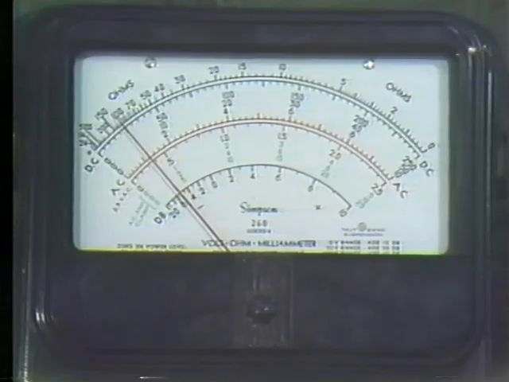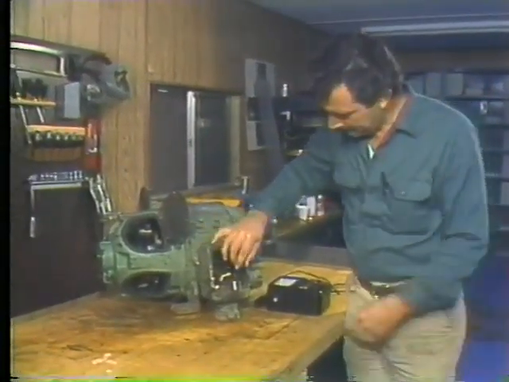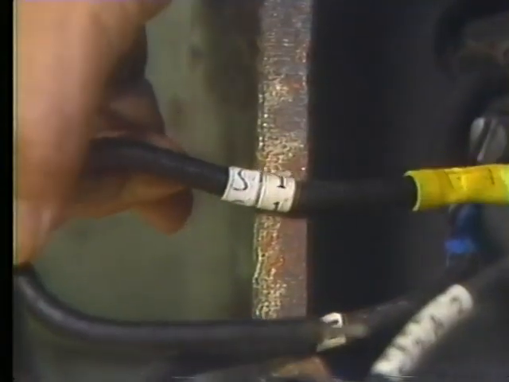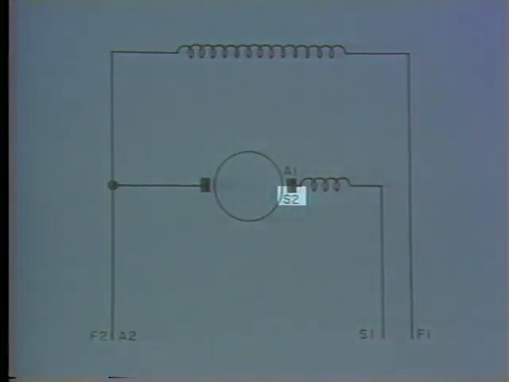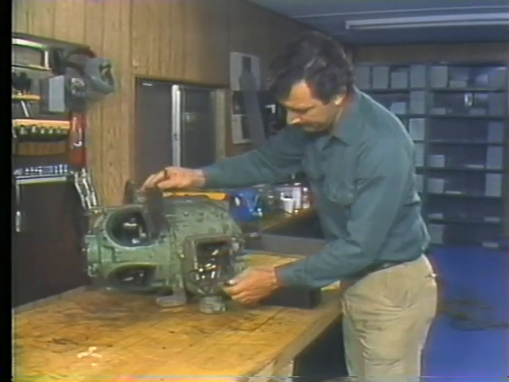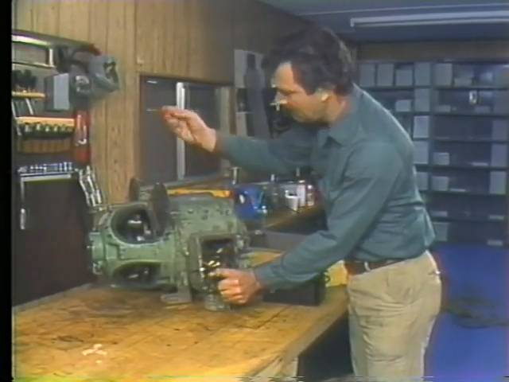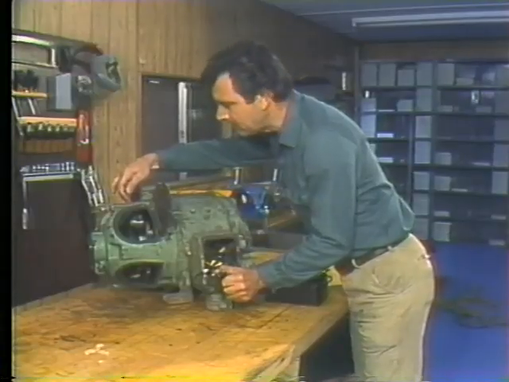Next, we'll check the series field. The motor leads for this field would be marked S1 and S2. Here's S1, but S2 is not so easy to find. A look at the diagram shows that S2 is connected to the brushes. Which brush is the question? The easiest way to find out is to put 1 ohmmeter lead on S1 and take the other to the lead connections on the brush holder and see if we get a reading.